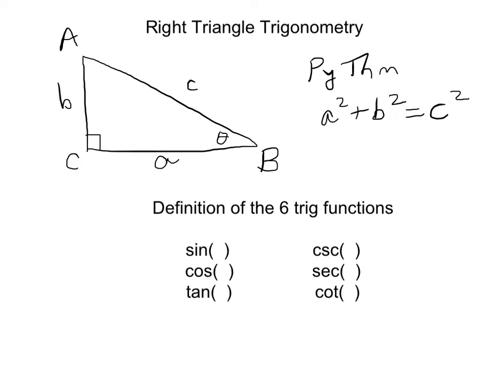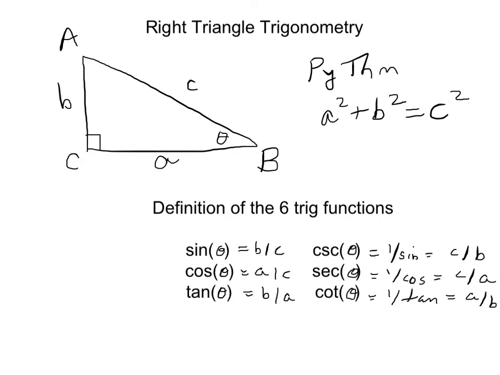So what you have in front of you are the 6 trig functions. This is sine theta, cosine, tan, cosecant, secant, and cotan. So those are the names of the 6 trig functions, and what I'll do right now is fill in what they're equal to.